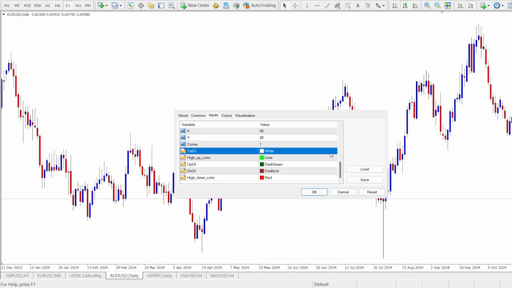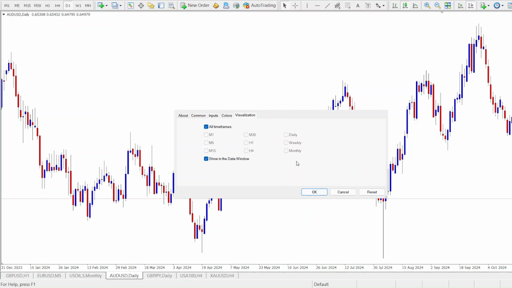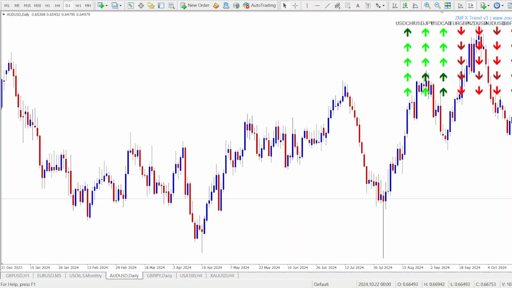I am just going to set this as black so that I can see the text properly. So this is how it looks. You can see that the indicator gives you signals for 8 different currency pairs here. And then it also gives you signals for different indicators. You can see the MA, the stochastic, CCI, RSI, and MACD. So this indicator gives you signals based on these 5 different indicators and for 8 different currency pairs.